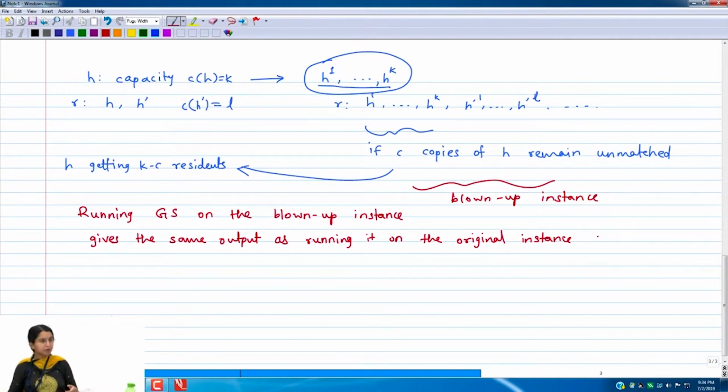Since we are getting the same output, we are not doing anything wrong. So the only advantage which can possibly come is through time. How much time does the Gale-Shapley algorithm take in the one-to-one setting?